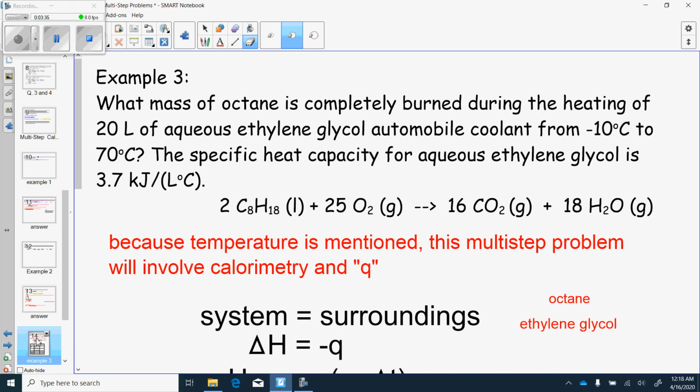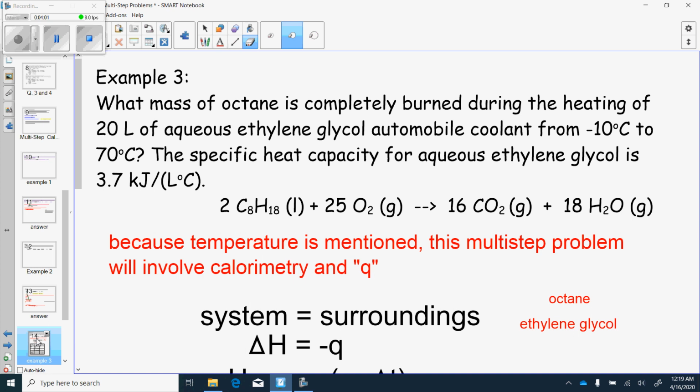There are a few hints that I notice when I look at this question. The first big one is that there's a temperature change. So right off the bat, when temperature change is involved, I know that Q is going to be involved. That's the first thing I notice here: if I've got a temperature change, somehow I'm going to have to use Q.